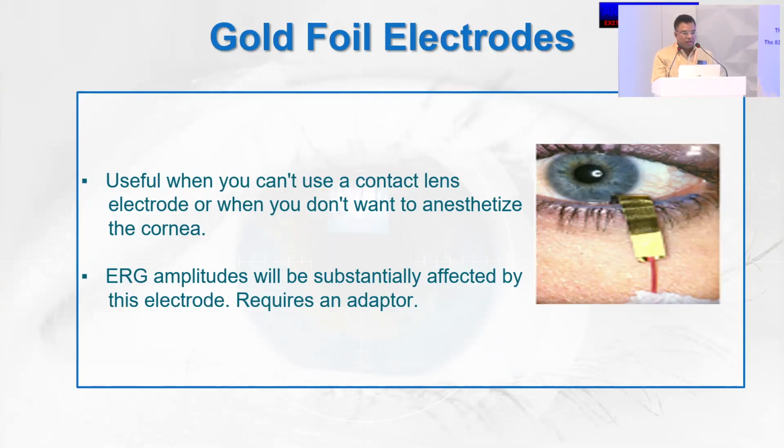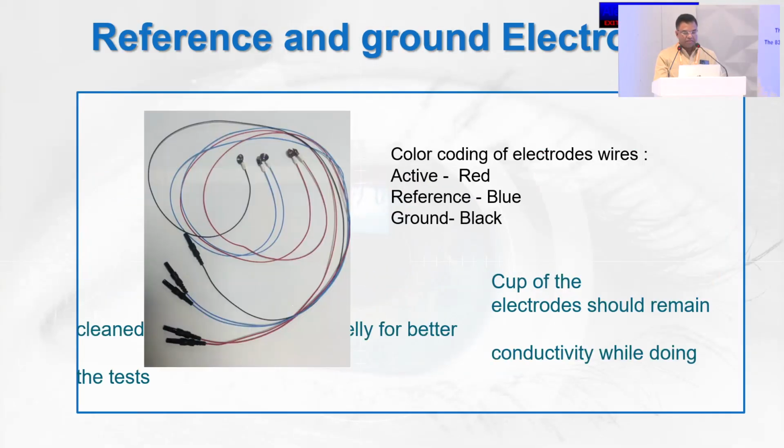It gives a very reliable ERG reading, and is very well tolerated by the children. Then there is the gold foil electrode, which is useful when we can't use a contact lens electrode or when you don't want to anesthetize the cornea. The ERG amplitude will be substantially affected by these electrodes, and it requires an adapter.